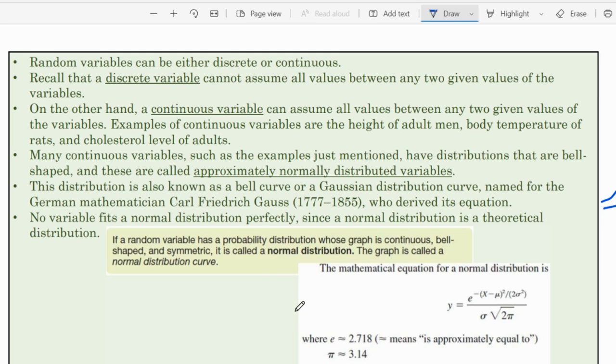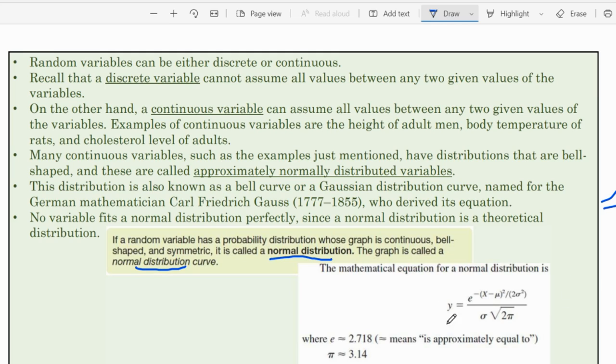No variable fits a normal distribution perfectly, because the normal distribution is theoretical, the be-all and end-all. Everybody wants to be a normally distributed variable, so that's why it's a theoretical distribution, because that's what everyone strives to be. If a random variable has a probability distribution whose graph is continuous, bell-shaped, and symmetric, those are the three requirements, then it's called a normal distribution. The graph is called a normal distribution curve when we actually draw the picture.